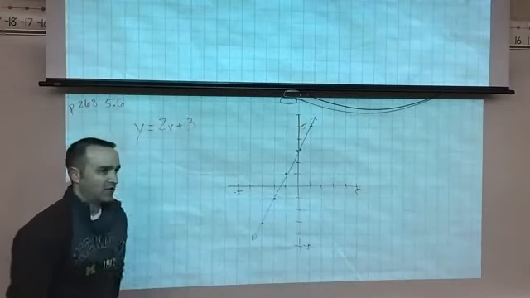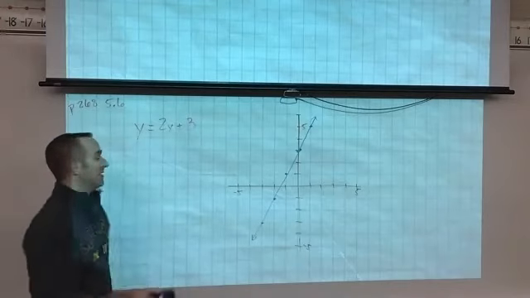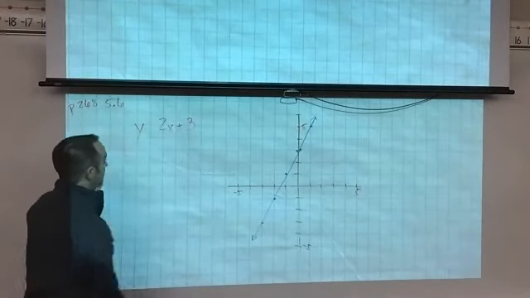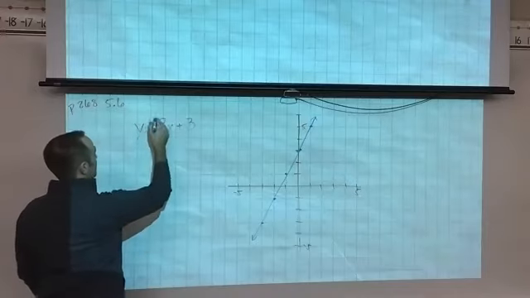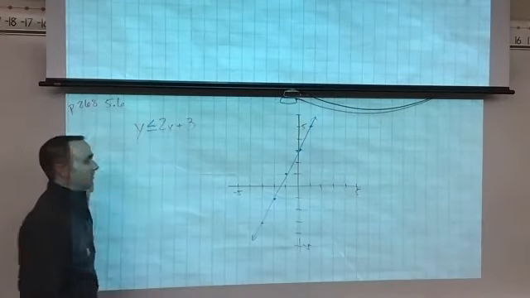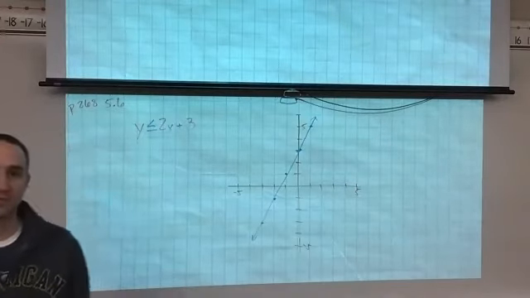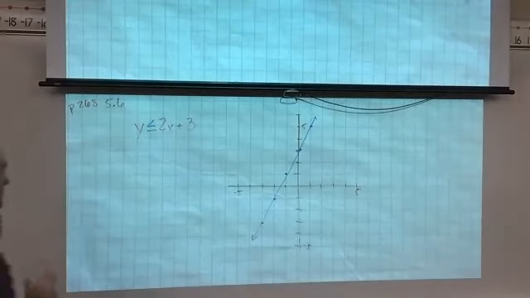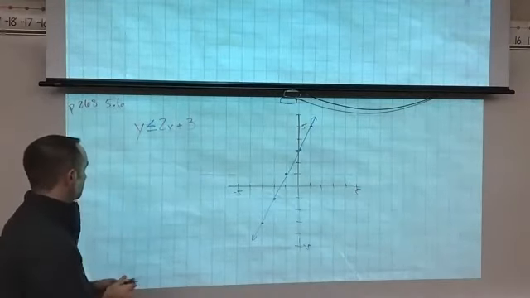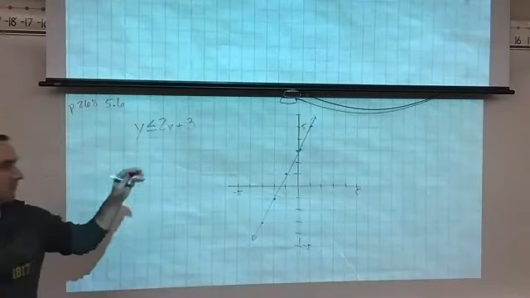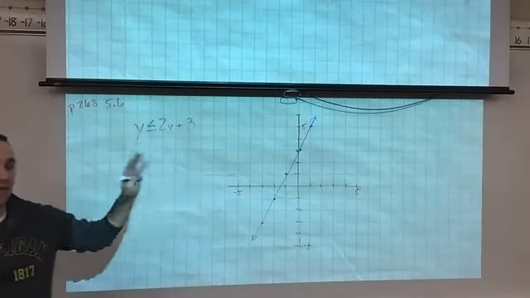So now we're going to change things. So this is with an equal sign. Now we're going to graph y is, let's say, less than or equal to 2x plus 3. The graph's going to stay the same, okay? That is not going to change.